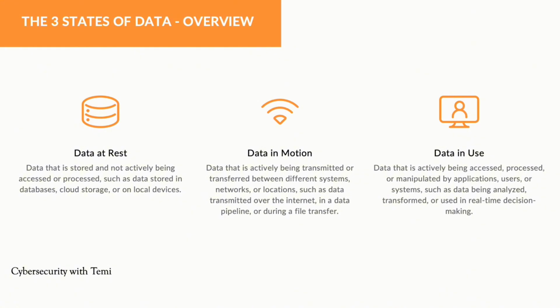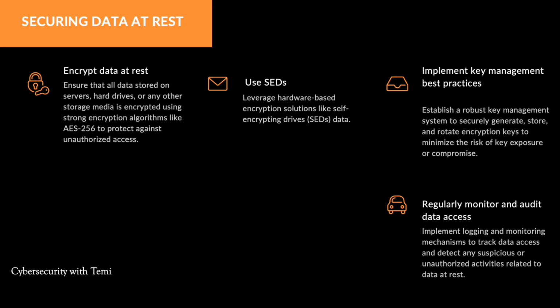Finally, we have data in use. So this is data that is actively being worked on at any given moment. For example, when you're editing a document on your computer, or you're using an app that processes some form of information. So the data in that document or that app is being accessed, modified, or processed. So that is data in use, data that you are currently working on. So we're going to look at ways to protect these three forms of data.